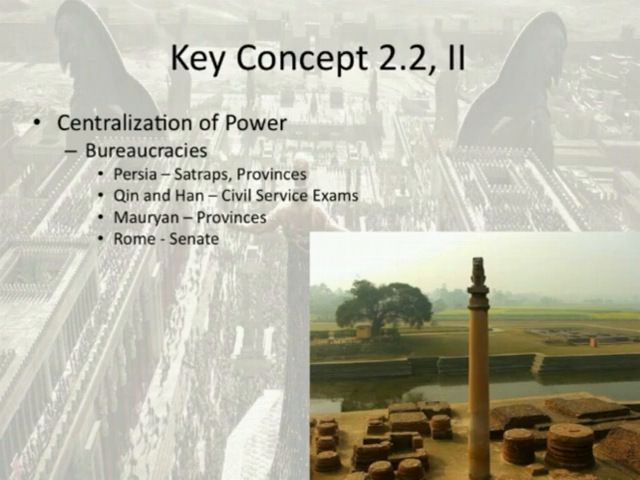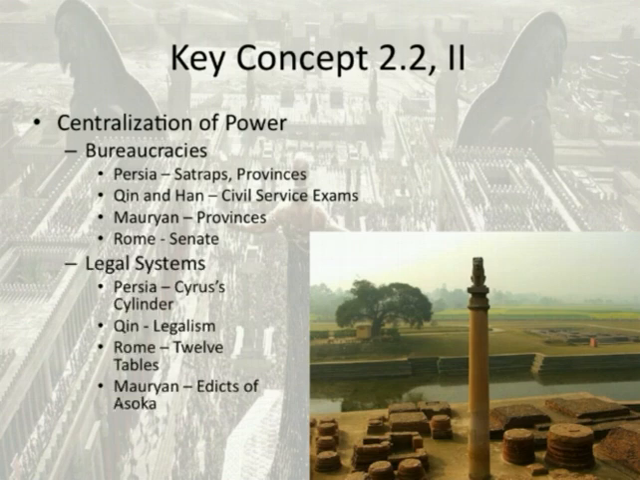The Mauryan dynasty split itself up into provinces which were overseen, and heavy taxes were levied. And then Rome, of course, had its Senate, which made decisions based on the good of all the people. In addition to that, you also had legal systems to control people's behaviors.